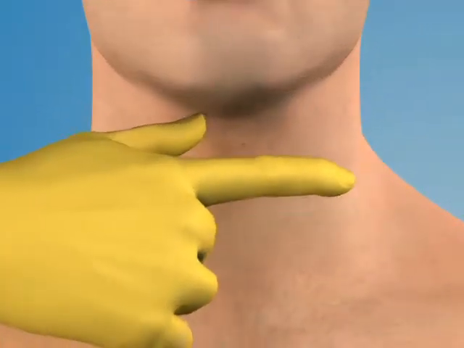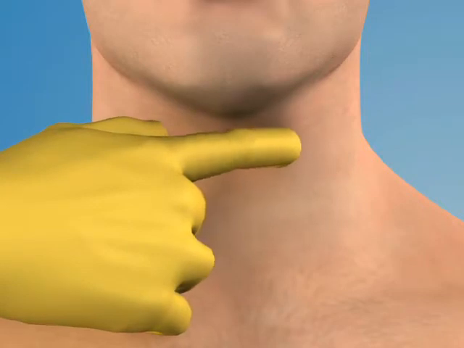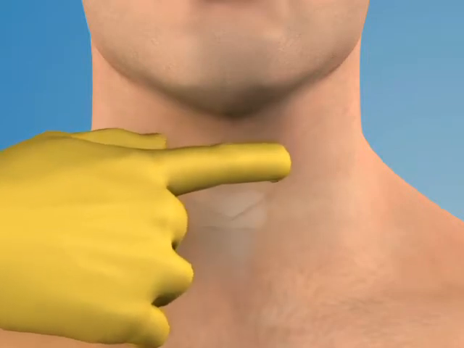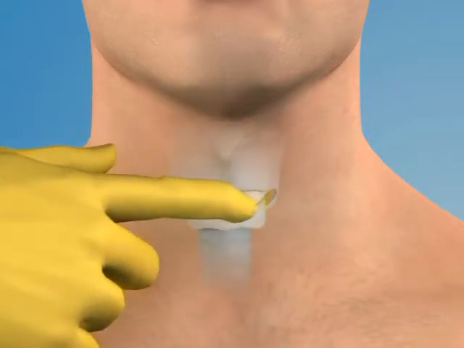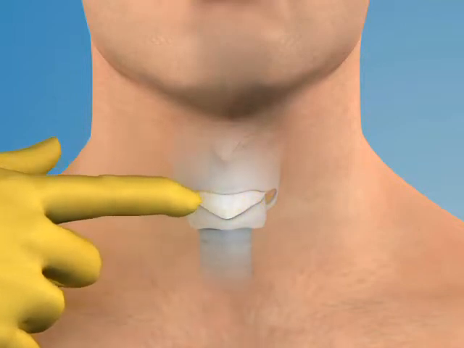To locate the cricothyroid membrane, first identify the prominent thyroid cartilage, then palpate the shallow depression just below it. The membrane measures about 1 centimeter longitudinally and 2 to 3 centimeters transversely.